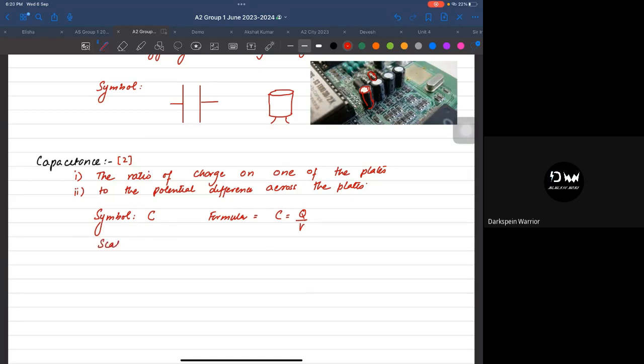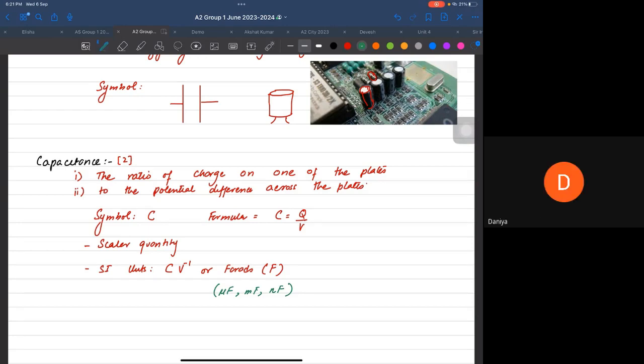Then we're going to look at this: it is basically a scalar quantity and the SI unit for capacitance is coulombs per volt, or farads, capital F. Usually this farad is a very big unit. So usually you will find units like microfarad, millifarad, nanofarad. Usually these are written like this. Is it clear? Usually in micro though. Understood?